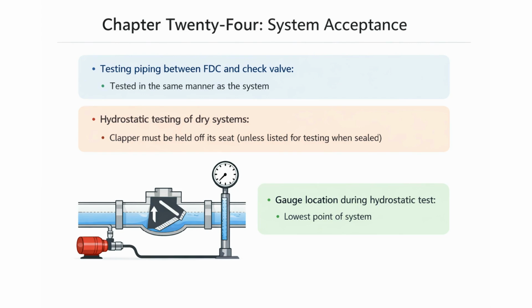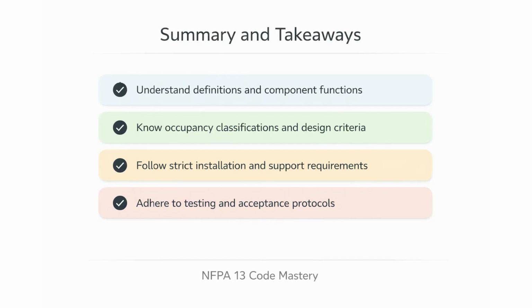To wrap up, mastering the NFPA 13 code requires a solid understanding of definitions, component functions, and occupancy classifications. You must strictly follow installation, hanging, and bracing requirements and adhere to all testing and acceptance protocols to ensure a safe and compliant sprinkler system. Keep reviewing these key concepts to strengthen your code skills.